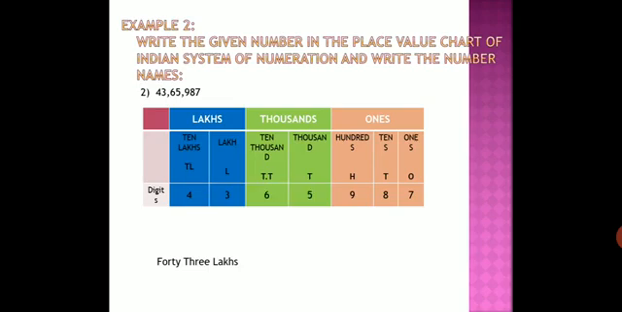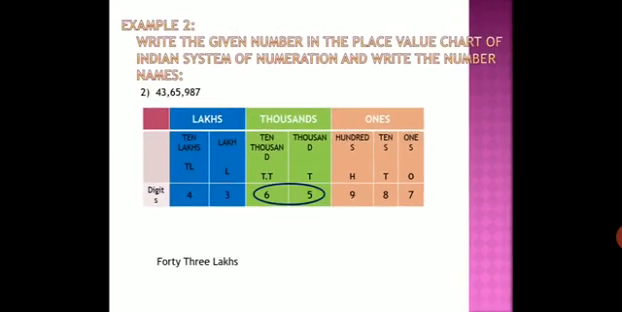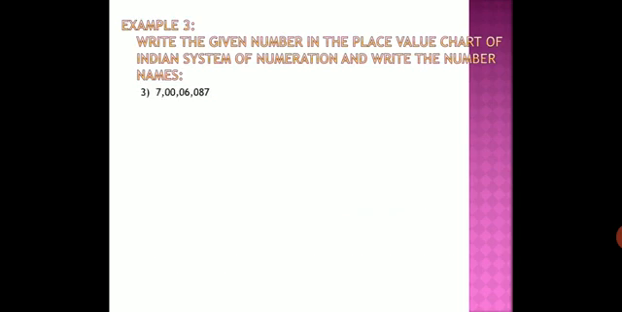Similarly, you have 6 and 5 under the heading 1,000. So how do we write it? We will write it as 65,000. And 9, 8 and 7, they come together under ones. So whatever comes under ones, we will write it in general form, that is 987. That's all. And I'm going to give you another example to make you understand much better.